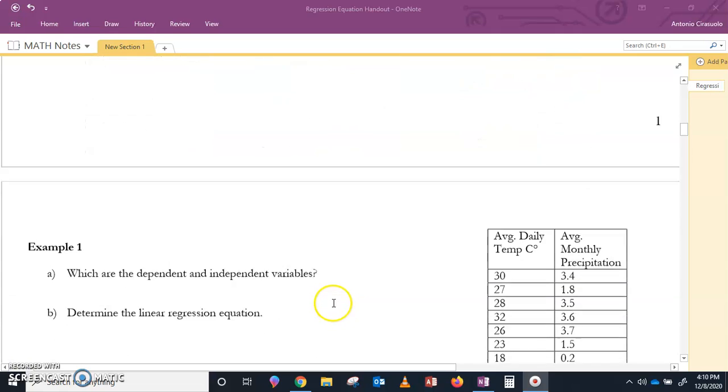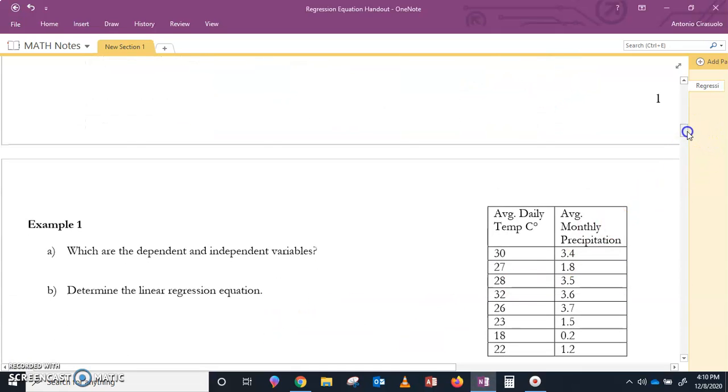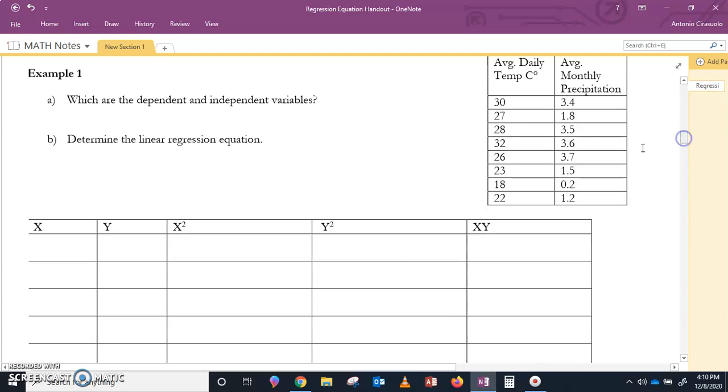All right, so let's take a look at our first example. And so we have average daily temperature and average monthly precipitation. So once again, I'd ask, what are the dependent and independent variables based on this information? And I would say that our temperature is free to change, but the precipitation depends on our daily temperature. All right, so our independent variable is temperature and dependent is precipitation.